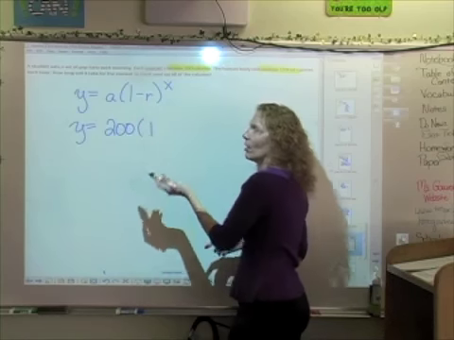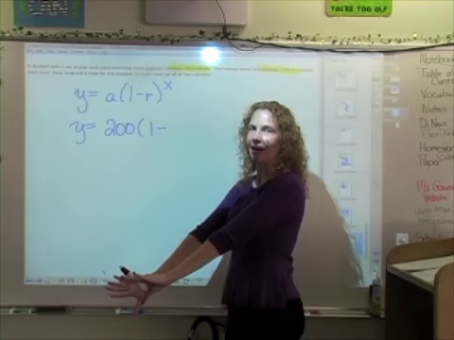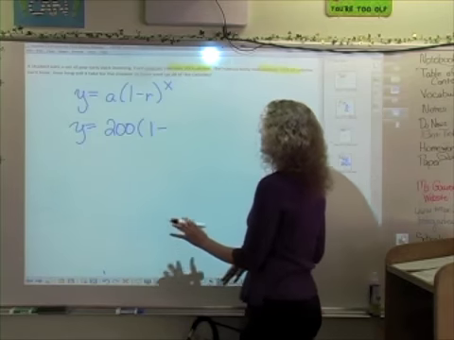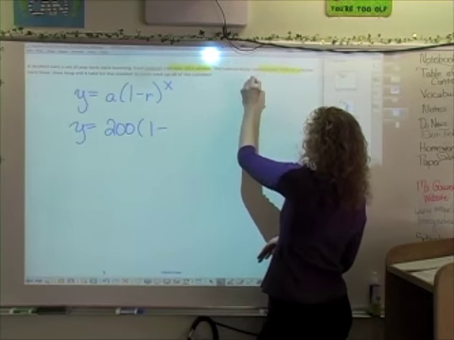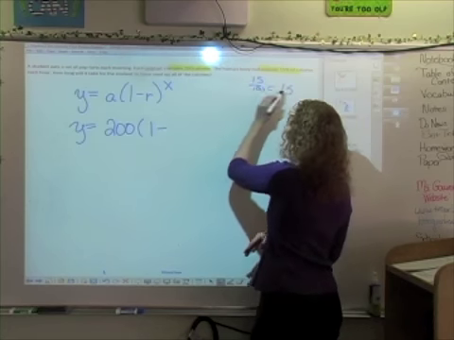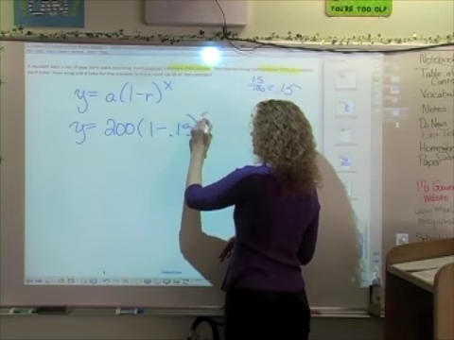We're always doing 1, and we're going to do 1 minus because we're metabolizing. If we're metabolizing, that means it's sending it out. If I was absorbing, I'd be adding. But because I'm metabolizing, I'm sending it out. 15%, if I divide that by 100, gives me the decimal of 0.15. So that's what I'm going to be subtracting, raised to the x.